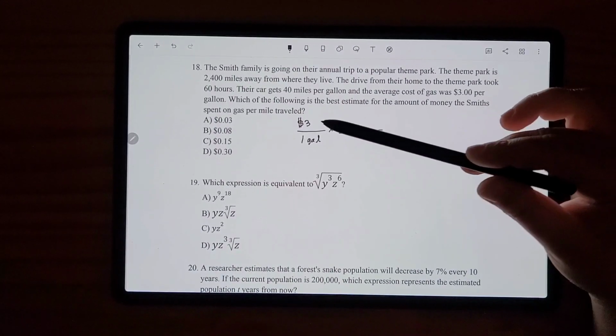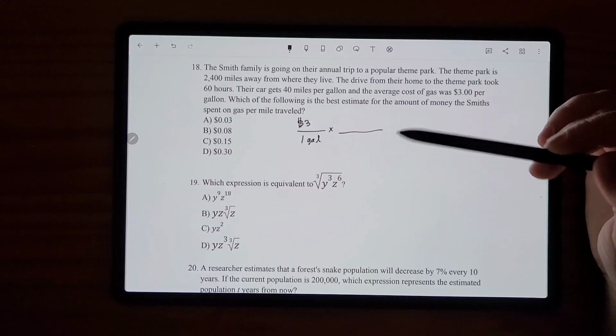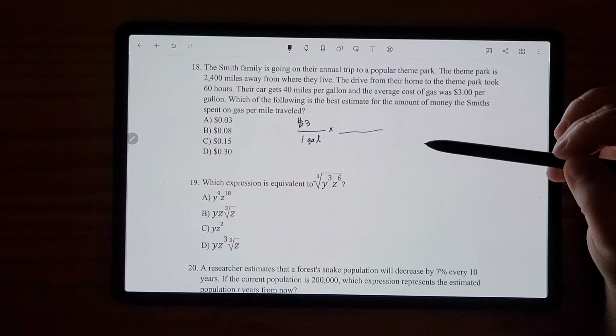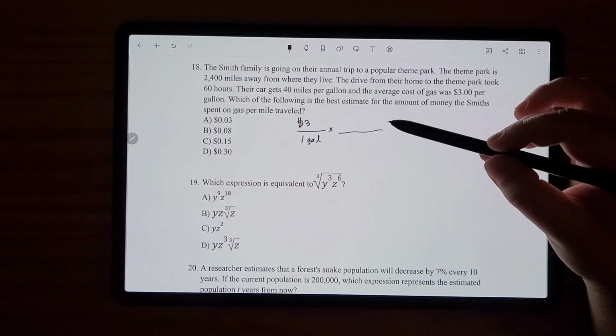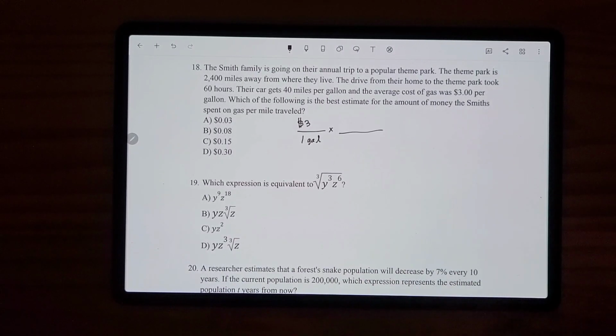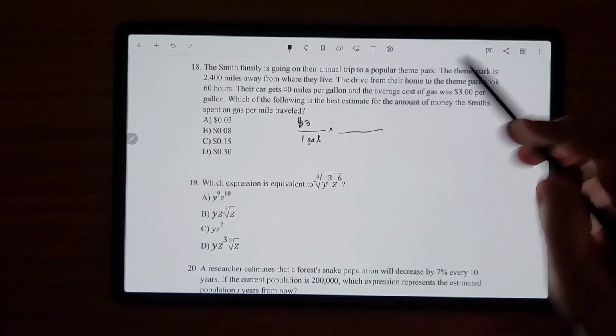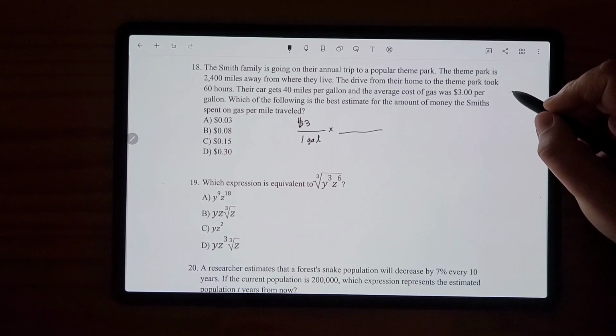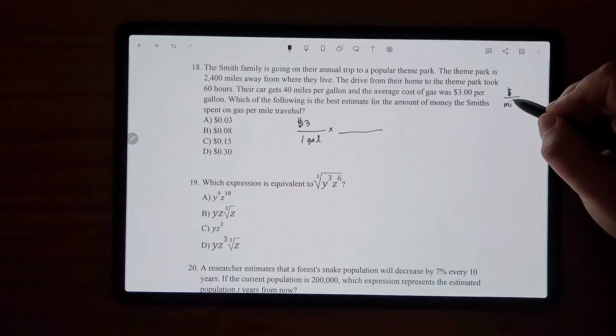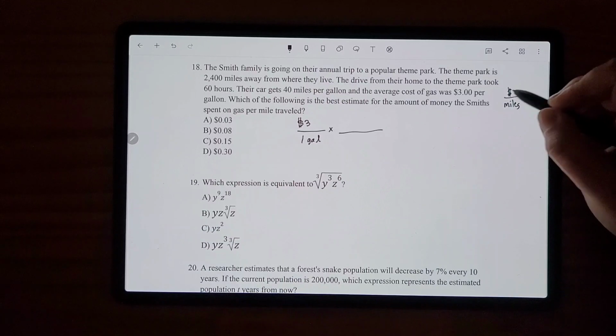So I'm going to start out with $3 for every 1 gallon, and I'm going to use stoichiometry, which basically is just cross-canceling units until you're left with the units you want. So for instance, if I start with $3 per gallon, I want to know the amount of money they spend on gas per mile traveled. So I want money over miles as my unit.